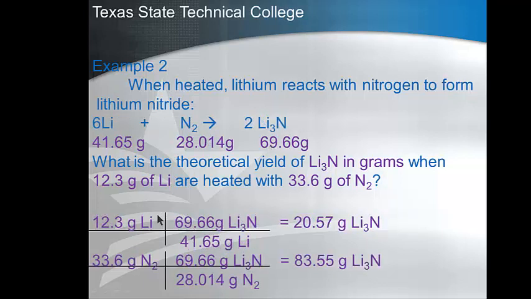Notice that the two values with matching units are still placed diagonally to each other to cancel the units. Then again, the process is repeated for the nitrogen. The given amount from the problem and the conversion factor from the values in the balanced equation. Notice again that the matching units are placed diagonal to each other so that they cancel.